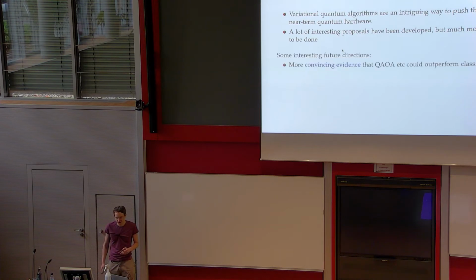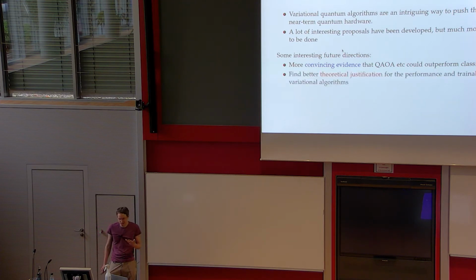And I just want to highlight a few interesting directions that maybe some people in the audience could try to resolve. I think the first one, perhaps one of the most important, is it'd be really good to find some more convincing evidence that QAOA and similar algorithms are really going to outperform classical algorithms. As we discussed yesterday, an interesting direction for this is perhaps looking at constraint satisfaction problems rather than optimization problems. We've done some work on this, but there's a lot more to be done. A particular direction is to find better theoretical justification for how well this algorithm performs and how well other variational algorithms perform.